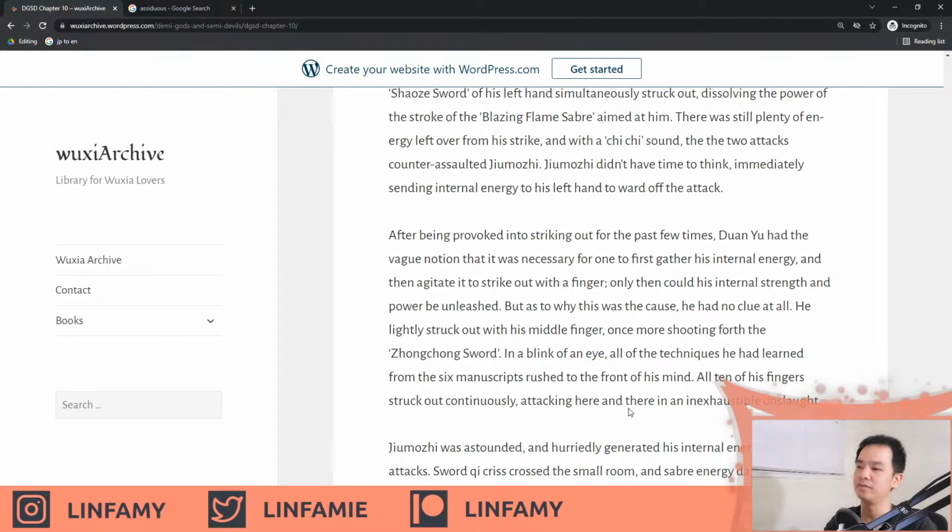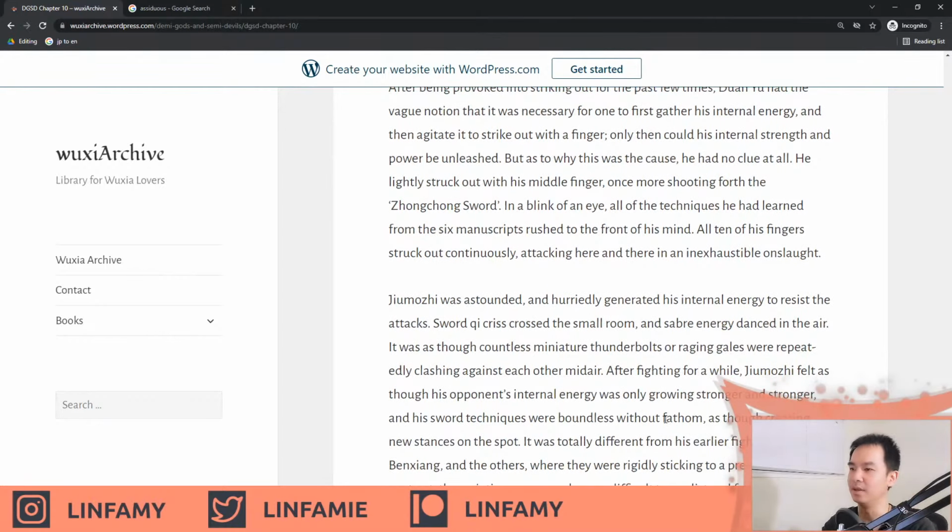In the blink of an eye, all of the techniques he had learned from the 6 manuscripts rushed to the front of his mind. All 10 of his fingers struck out continuously, attacking here and there in an inexhaustible onslaught. Jiyomotsu was astounded and hurriedly generated his internal energy to resist the attacks. Sword chi crisscrossed the small room, and saber energy danced in the air. It was as though countless miniature thunderbolts or raging gales were repeatedly clashing against each other in midair.